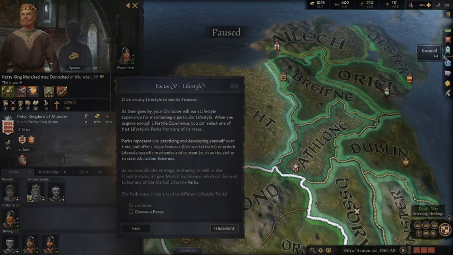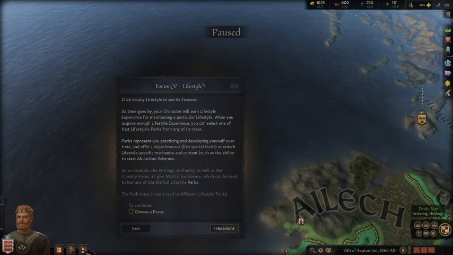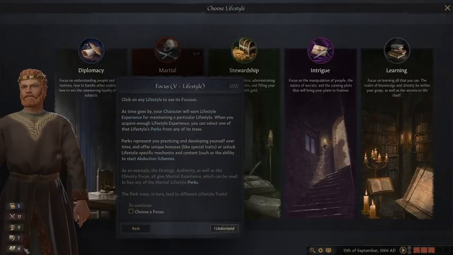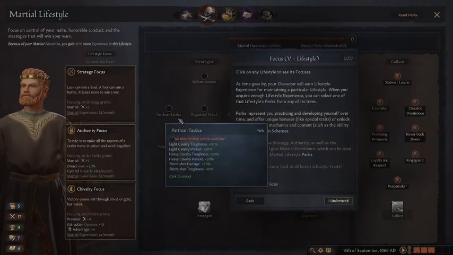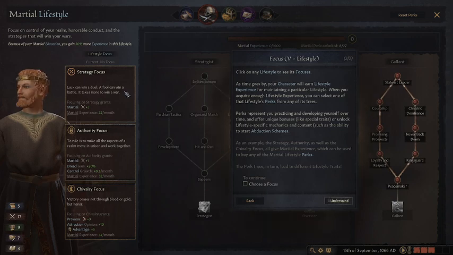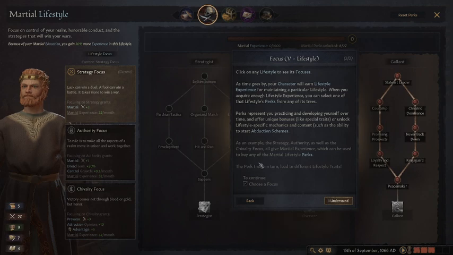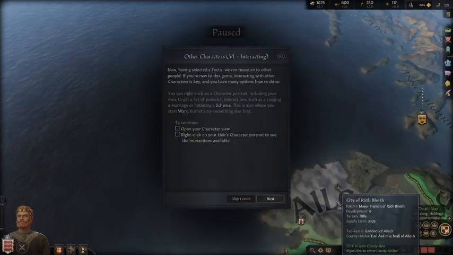I think I'll just get back to where I was and go for the strategy focus. Because here's the thing: getting our marshal up to the 20 is going to affect more things than just improving our battle advantage by plus 5 will. So I've chosen the focus.